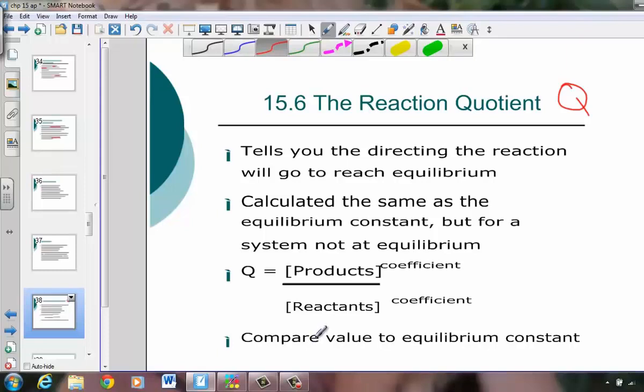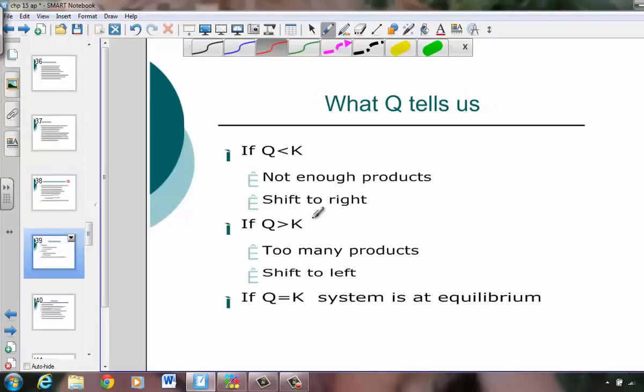Or is the reaction proceeding back to the reactants? We say that's heading left. It's not yet achieved the equilibrium status, but the number allows us to predict if it's heading to the right or to the left. So let's suppose we go through a calculation and we come up with a reaction quotient, the letter Q, and we compare the size of that number to the known equilibrium constant.